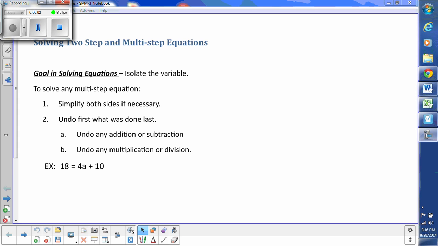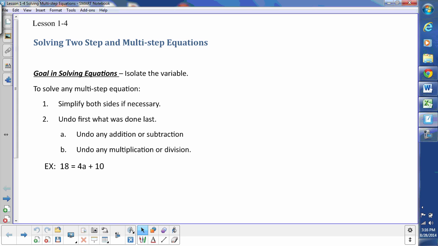In today's lesson, we're going to use what we know about solving equations to solve two-step and multi-step equations. Remember, our goal in solving any sort of equation is to isolate the variable. That means to get the variable alone on one side of the equal sign. Here are some steps for solving any multi-step equation.